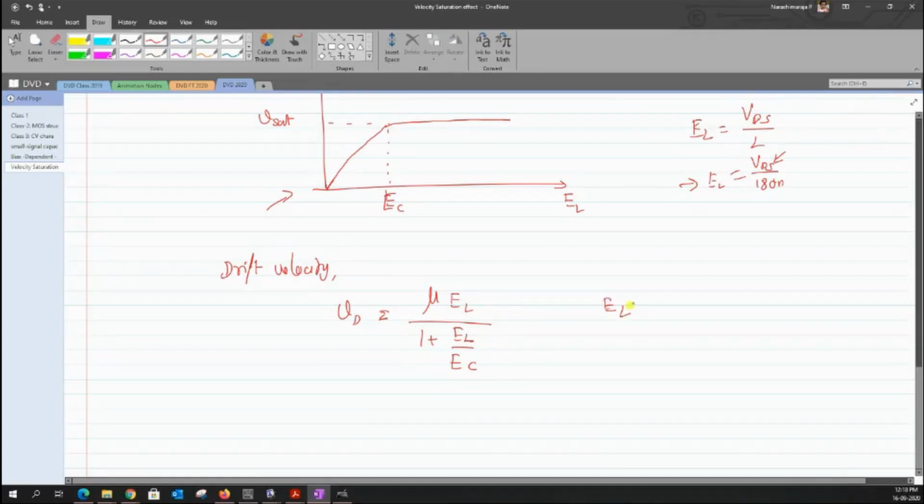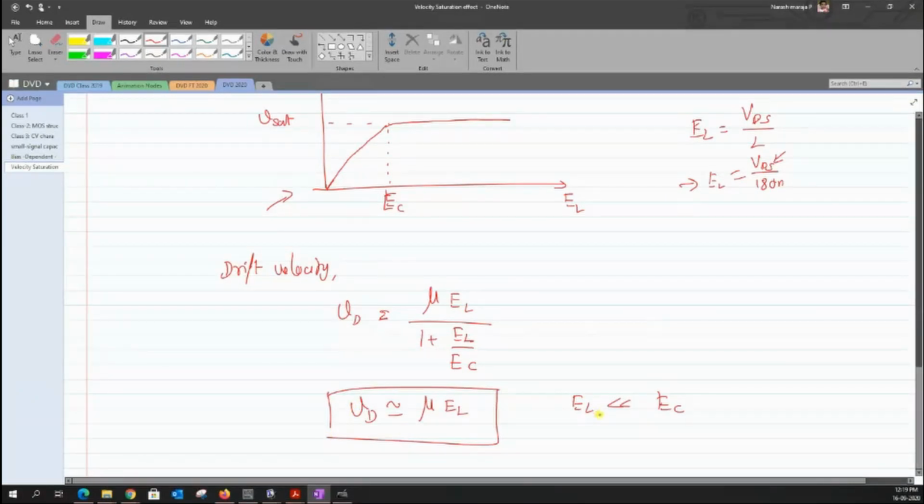Now there are two things that we need to observe here. For the lateral electric field EL that is far, far lower than the value of the critical electric field, what happens to the ratio when the lateral electric field is much smaller than the critical electric field? How can I approximate this drift velocity term? It would still be equal to mu into EL. So this would still be following the classical physics.